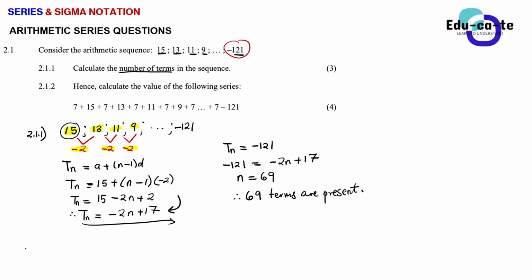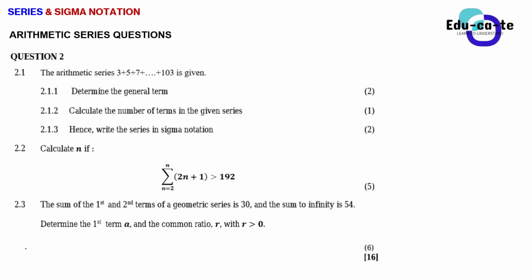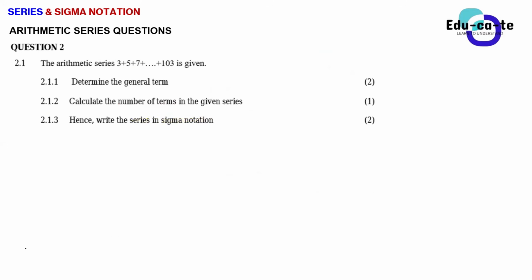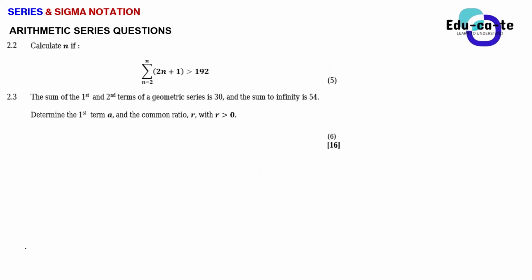You guys are about to go to another break, which will be the last one, of course. 2.2 is for you guys. 2.2 says calculate n if given this sigma series is greater than 192. And 2.3 says the sum of the first and the second terms of a geometric series. We'll leave 2.3 for geometric series. We'll still do it. I want you guys to do this one, and you will send it whenever you can, because when you come back, we are doing geometric series, since it's been long. We've been doing arithmetic for 4 hours, millions of hours now.